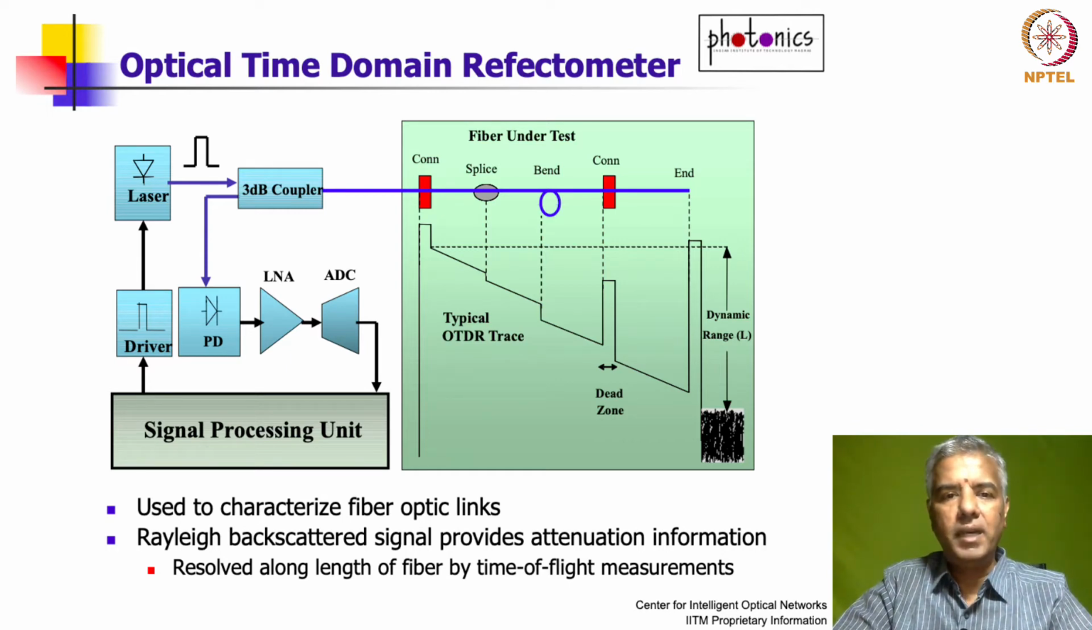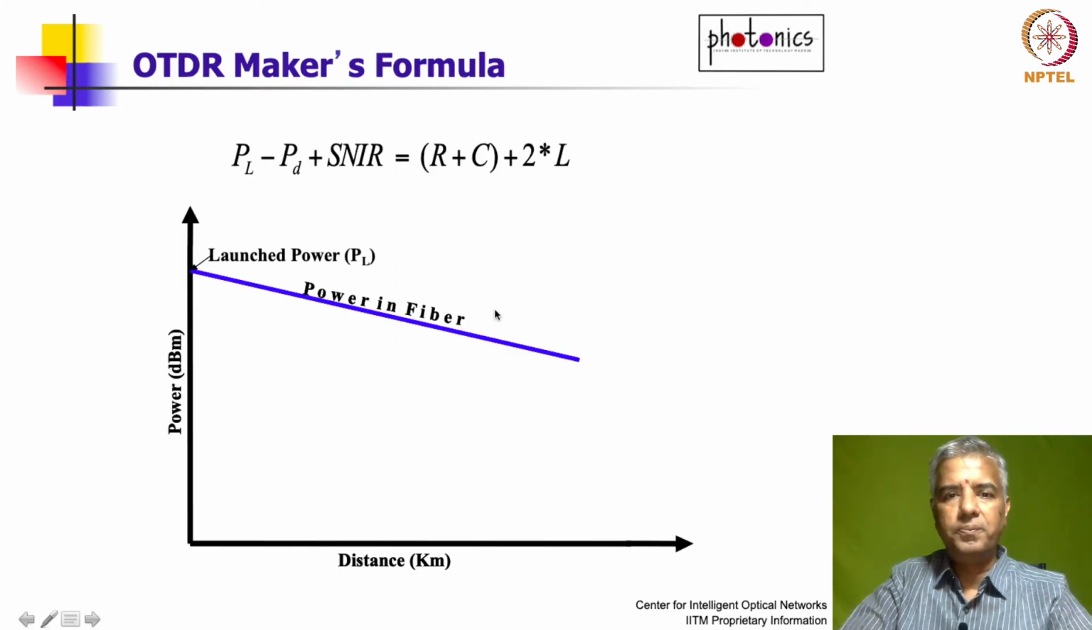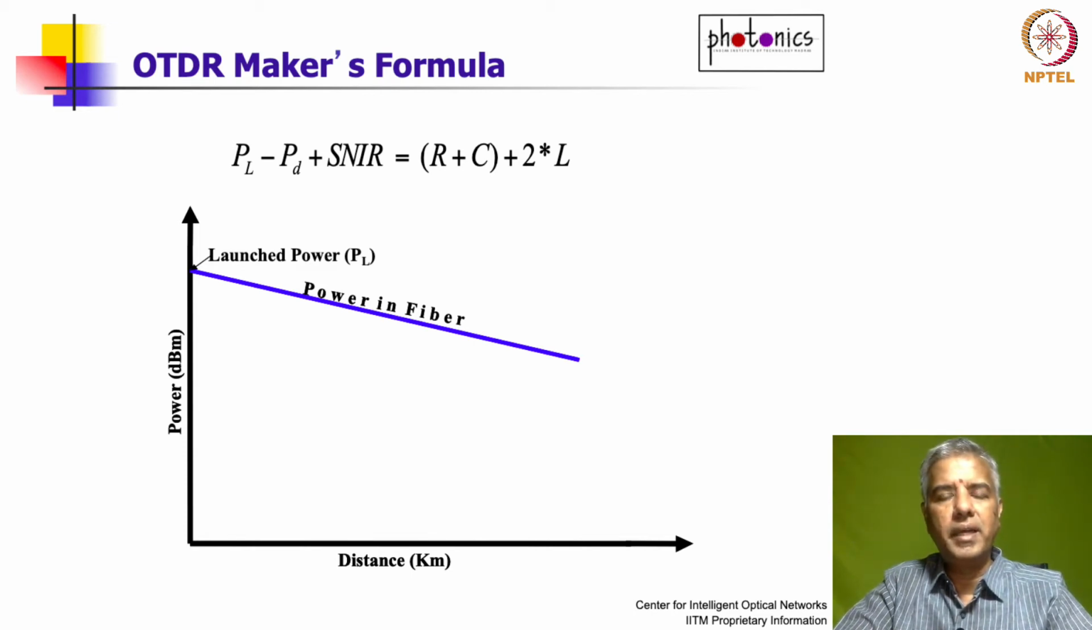Okay, but let's actually look at the level of light that's coming back. To really see what the dynamic range of your instrument is, that is, how much of the signal you can get over what distance, you have to look at a map like this. This is actually power as a function of distance. So this is, let's say, the launched power, right? So let's say 100 milliwatts of power you launch into the fiber.